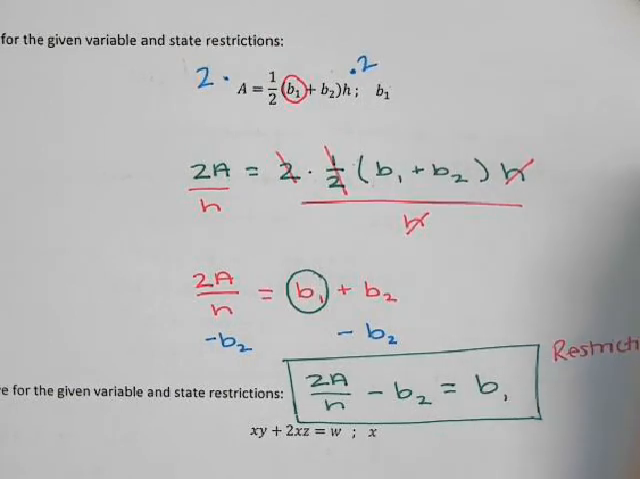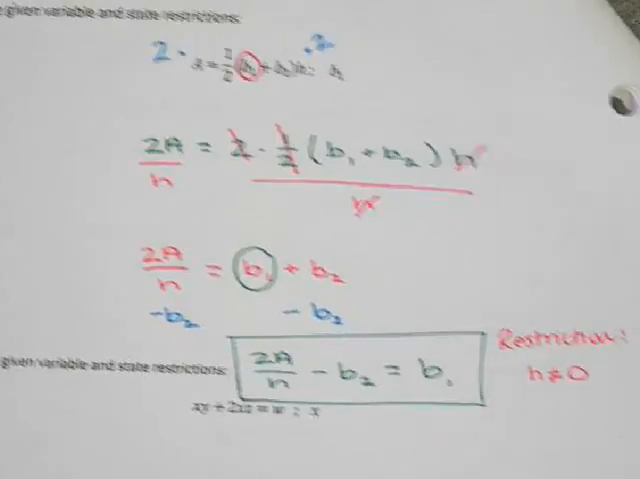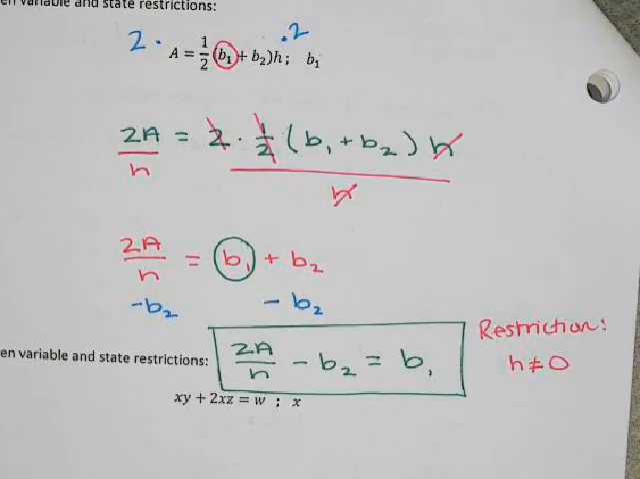And our restriction is that we have to say that h is not allowed to be 0. It cannot be 0, because if it was 0, then that equation would be undefined and you couldn't do anything with it.